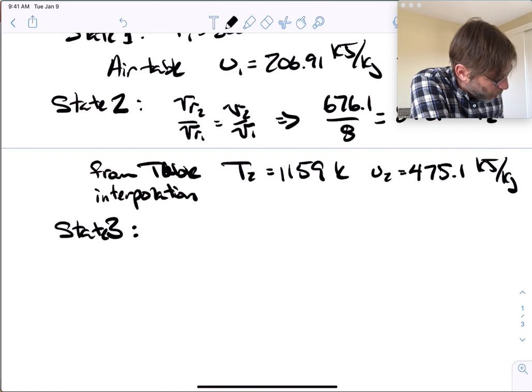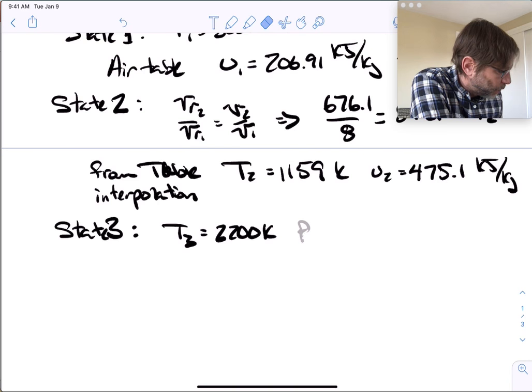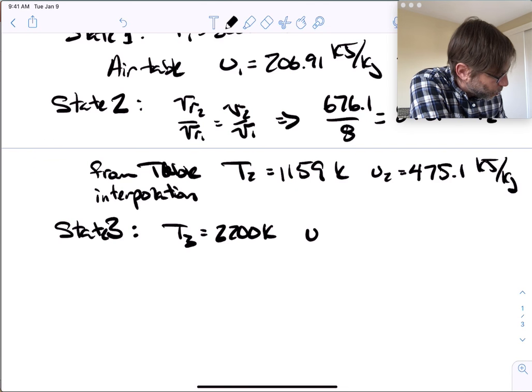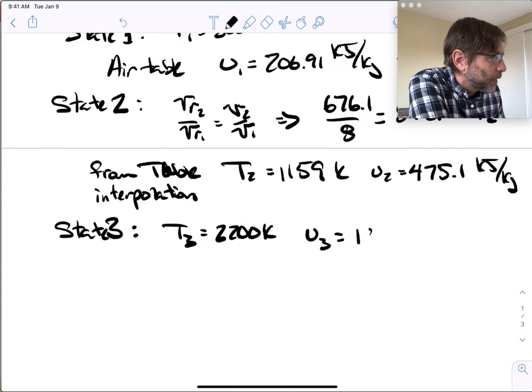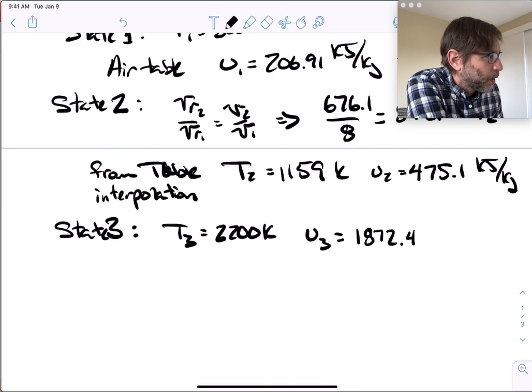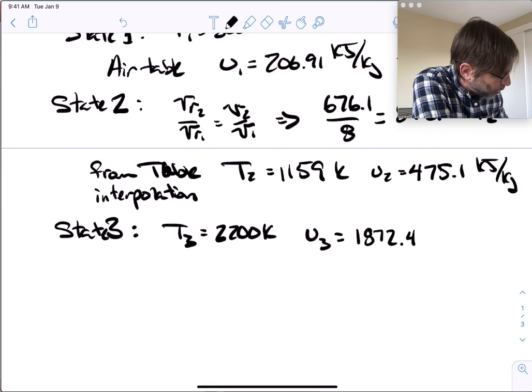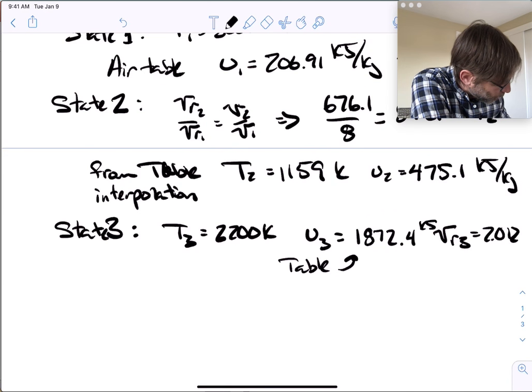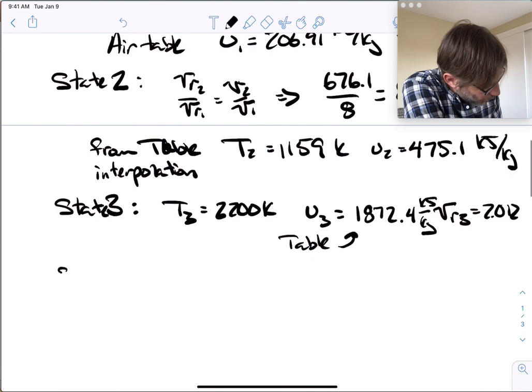Okay, state 3. We know that T3 is given in the problem as 2200. We don't even need to know P3. We know that u is only a function of temperature, so u3 has to equal whatever it is in the table, so that's 1872.4. And then we can look up vr3, equal to 2.012, from the table. Okay, and then the only thing left to do is state 4.